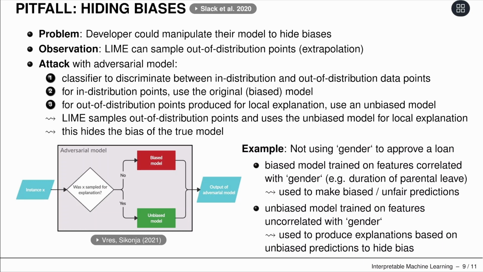An example could be that the question is whether you approve a loan or not, and you could make use of gender, as in our credit data set. Maybe you have a biased model where you make use of gender, maybe by a correlated feature, maybe not intentionally directly. For example, the duration of parental leave is for women often higher than for males and could lead to unfair predictions. On the other hand, you also train a model without all these features correlated with gender, so you have an unbiased model, and simply use it to hide that for everything which is in distribution you are actually using a biased model, right? So that's a big problem.